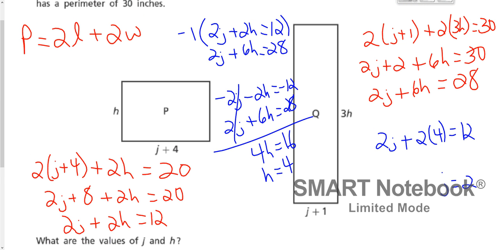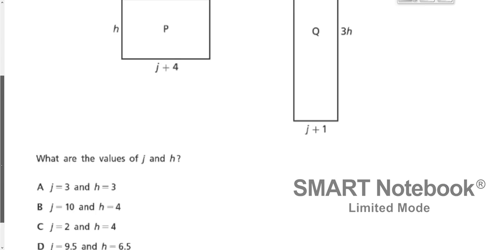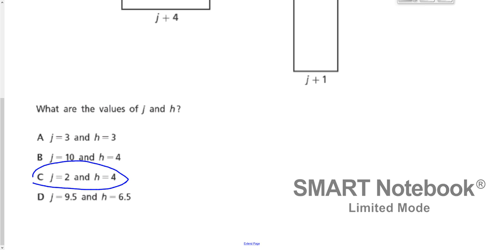I'm going to clear the screen. If you want all this, just pause it, or go rewind and pause it so you can write it all down. The reason I'm clearing it is that I want to show you the test taking strategy.